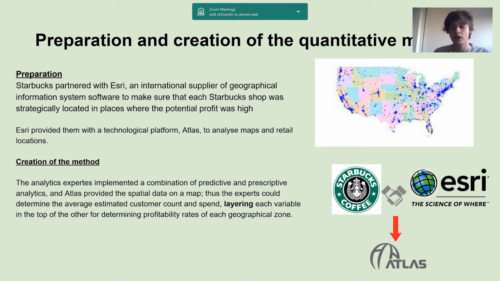For doing so, Starbucks partnered up with Esri, an international supplier of geographical information system software. And Esri provided Starbucks with a technological platform. This platform was called Atlas, and it was used to analyze maps and retail locations. The data under analysis, also known as spatial data, were population density, average income, demographic distribution of traffic patterns, among many others.